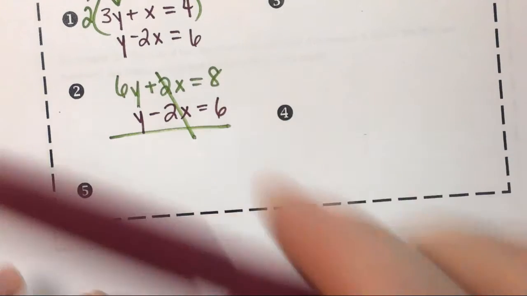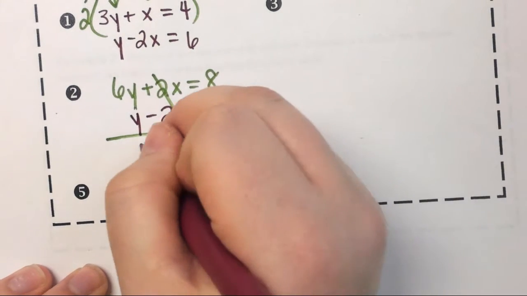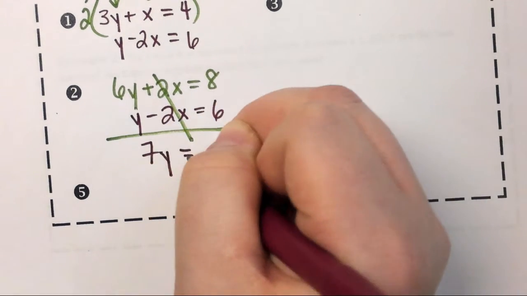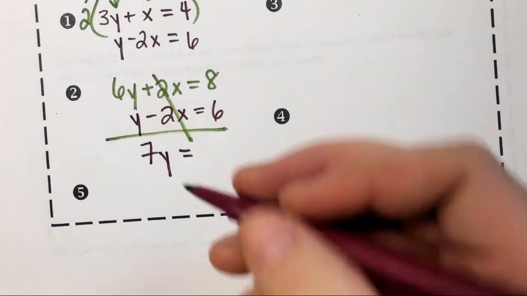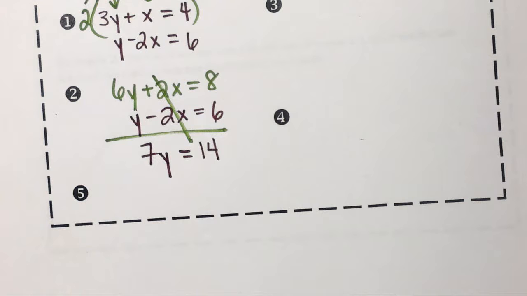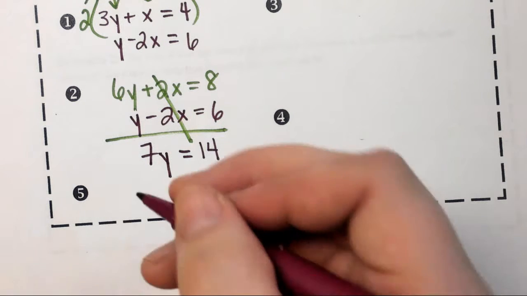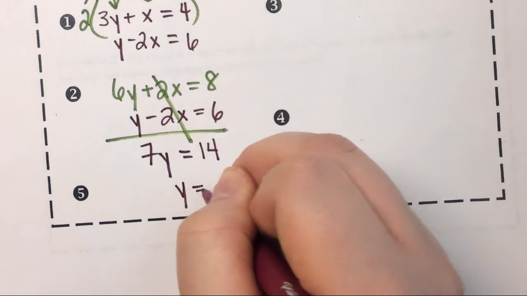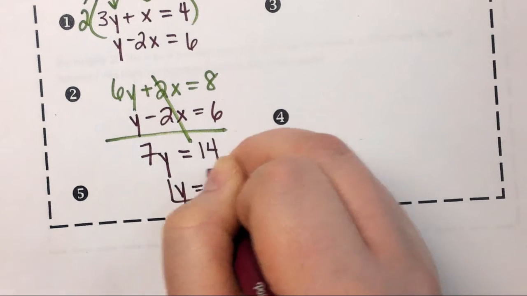6y and a positive y gives us 7y. Positive 8 and positive 6 give us a positive 14. If I divide both sides by 7, I end up getting y equals 2, and I am happy.